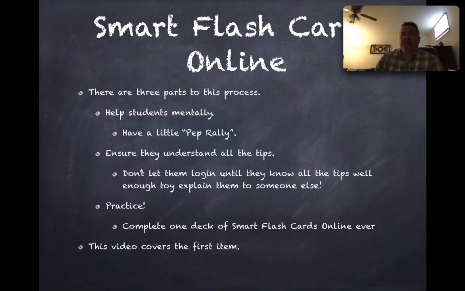Smart Flashcards Online is the fast, easy way to memorize the multiplication table, but it's more than an app, it's a process. There are 3 parts to the process, and the first part is to just talk to the student, have a little pep rally with them. And the second part is to ensure that they understand all the tips. Don't let them log in unless they know all the tips. And the third is to practice. And this video covers the first item, the pep rally.